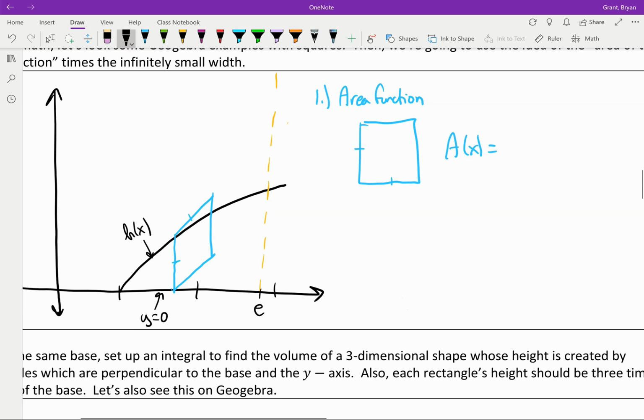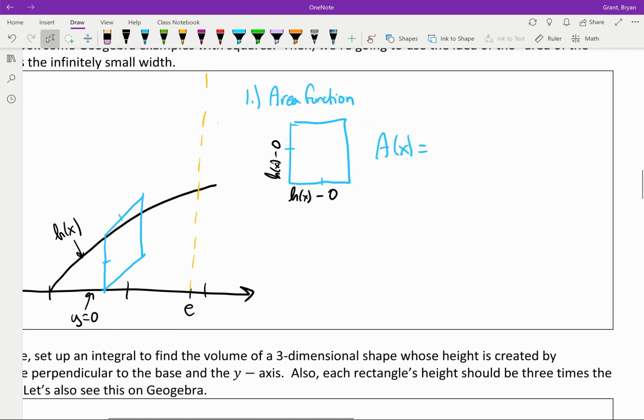So my base right here is just going to be the natural log of x minus 0. And the cool thing about using a square is the height is exactly the same, natural log of x minus 0. So now we have an area function. The area function is pretty easy. To find the area of any square, we just do the natural log of x minus 0 times, base times height, right? The natural log of x minus 0. So don't forget that the area of a square is just base times height. That's where those two came from.